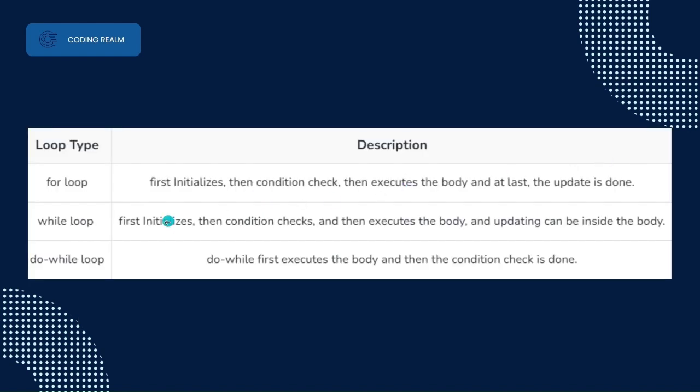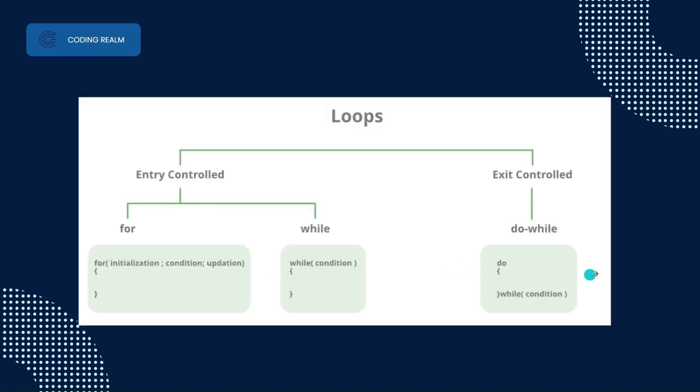The while loop: first we have the initialization, then the condition is checked, and then the body executes, and updating can be inside the body. Do-while loop: it first executes the body, and then the condition is checked. We have the body and the condition at the end of the loop. This is the difference between the entry-controlled loop and the exit-controlled loop.